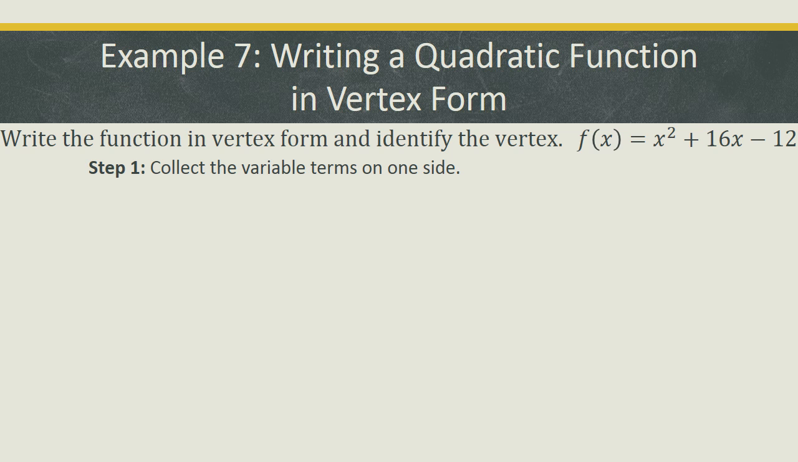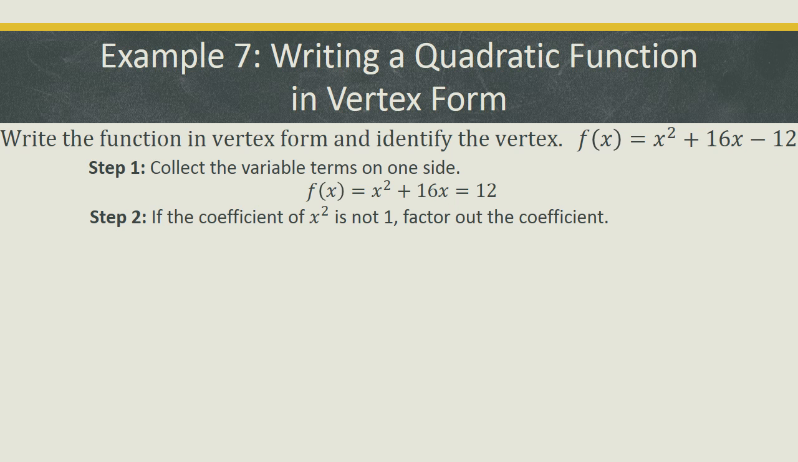Collect the variable terms on one side, so the x squared and the 16x. And then I'm going to move my minus 12 over to the other side, so I'm going to add it. If the coefficient is not a 1, we're going to make it that way. The nice thing is, for this instance, it is. There is no value in front of the x squared, so we can move on.